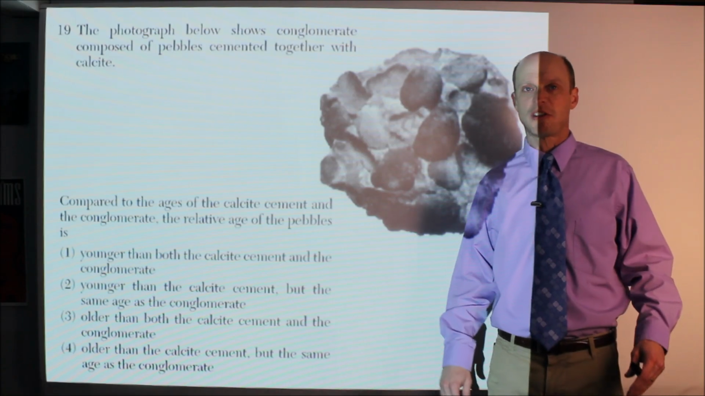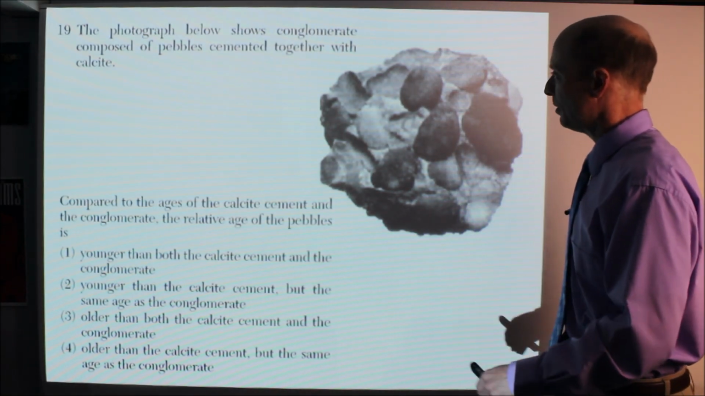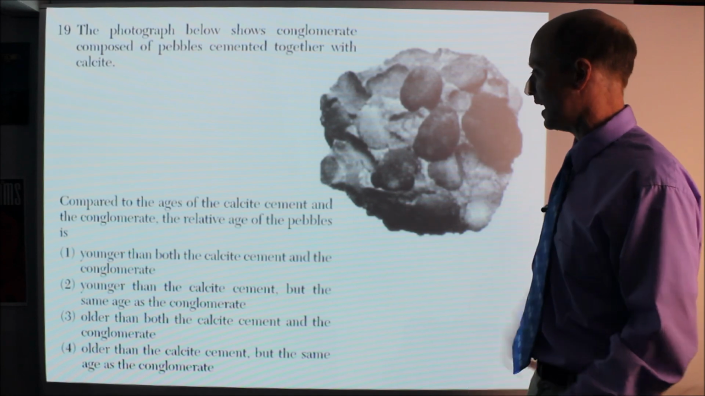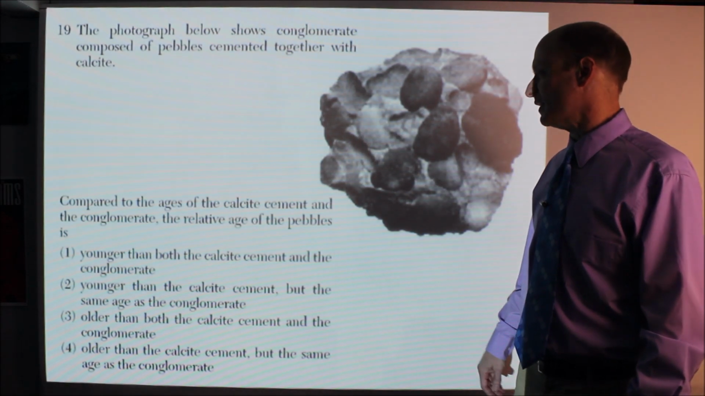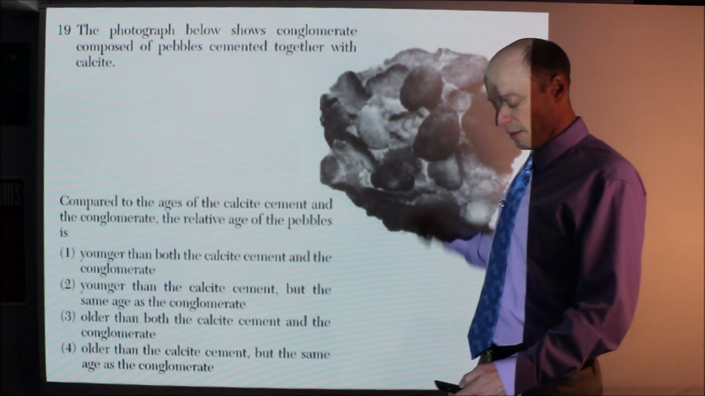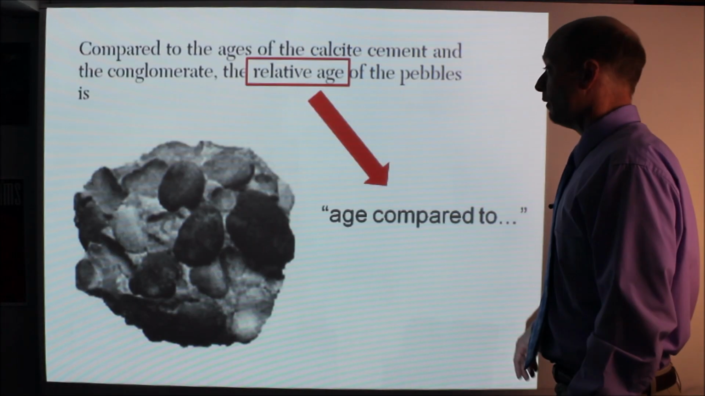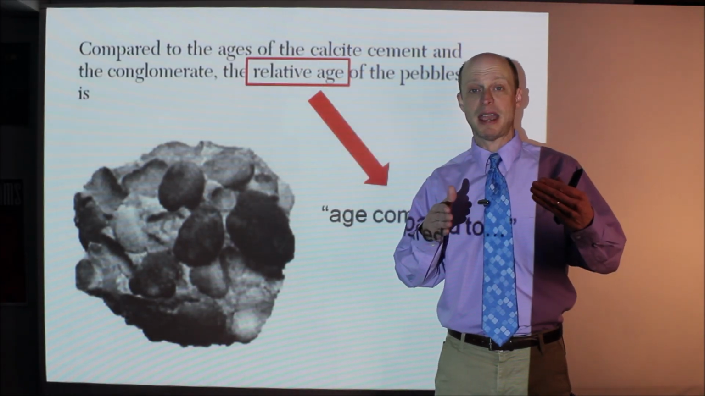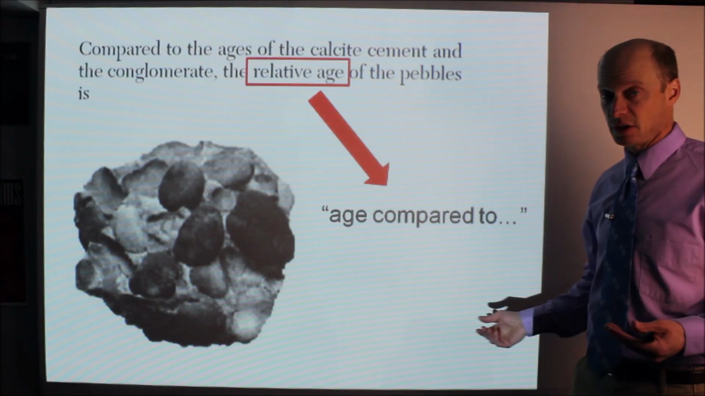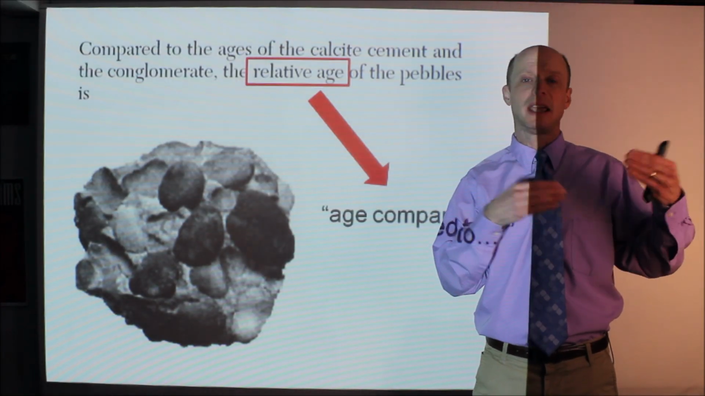Number 19, the photograph below shows conglomerate composed of pebbles cemented together with calcite. This is the diagram. This is the question. Compared to the ages of the calcite cement and the conglomerate, the relative age of the pebbles is, well, first, just as a reminder, relative age always means compared to. What did I write? Age compared to something. Absolute age would be ages in years.